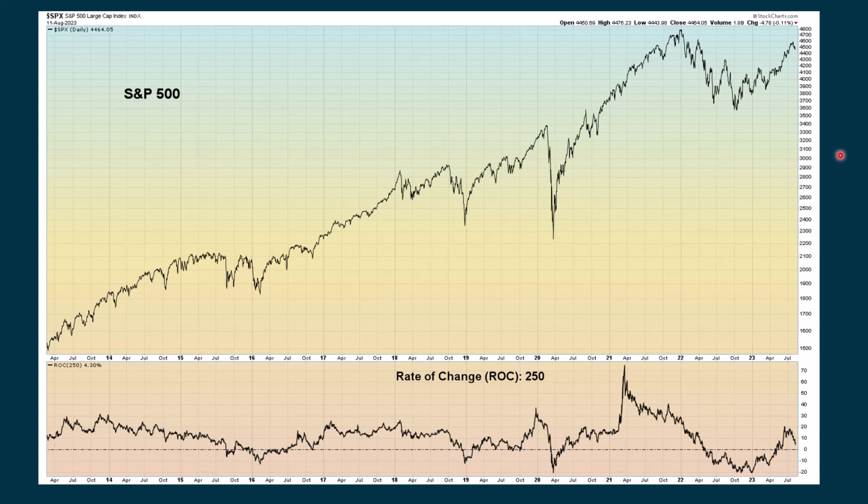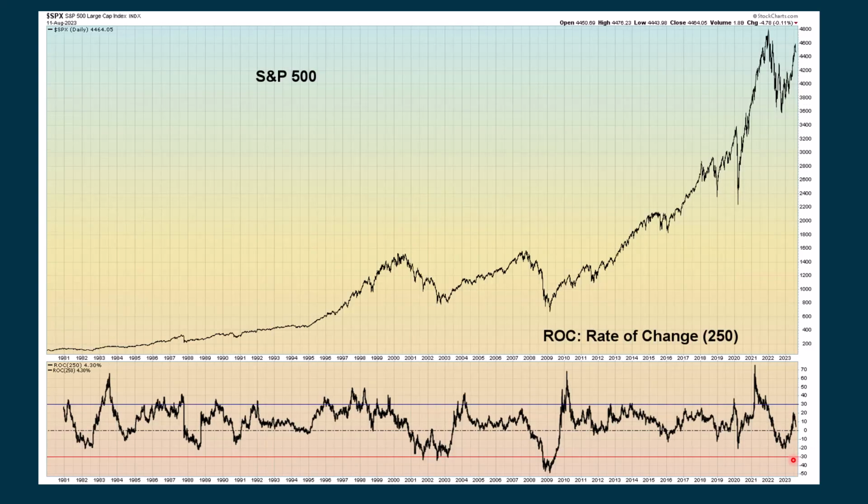Some rate of change charts just to keep an eye on things. These are long term. This goes back 250 periods where we are seeing this chart decline, but we're still above zero. This is a longer term look going back to 1980 of the same chart, also showing some recent weakness.